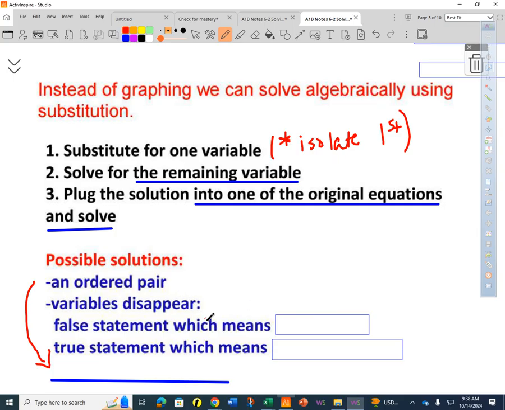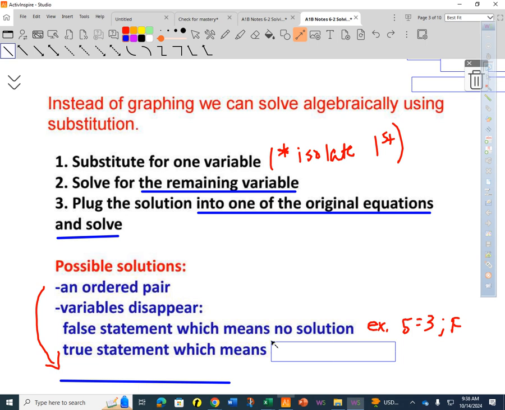So if the solution is an ordered pair, that's going to be an example similar to the one that we just did. But if it's a special solution, so when the variables disappear, it means we're going to have a special solution. That would be all real numbers or no solution. So if the variables disappear and it's a false statement, that means there's no solution. So, for example, 5 equals 3. That's false, right? So the answer is no solution.